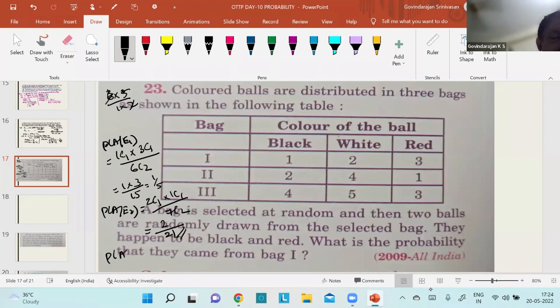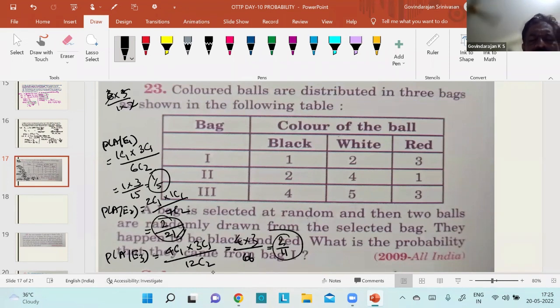And the probability of A given E3? It is 4C1 into 3C1 divided by 12C2, since there are 12 balls in total. 4C1 into 3C1 is 4 into 3, divided by 12C2, which is 12 into 11 by 1 into 2, that is 66. So 12 by 66, that is 2 by 11. So the probability of A given E1 is 1 by 5, A given E2 is 2 by 21, and A given E3 is 2 by 11.